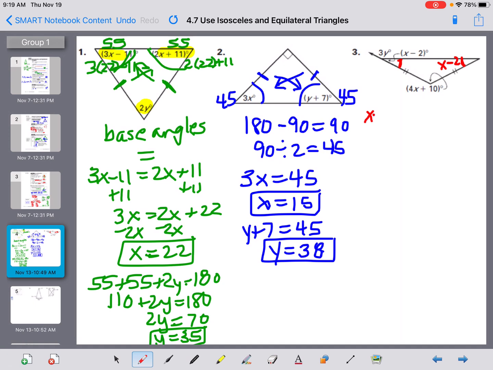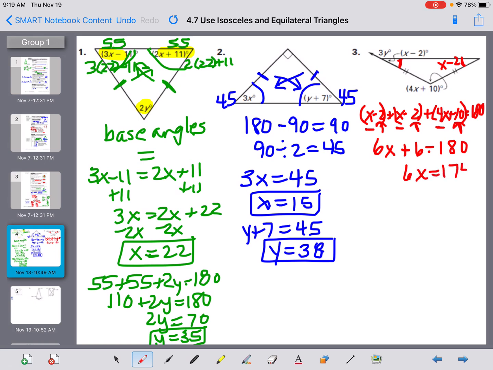So I can do x minus 2 plus x minus 2, right? Those are 2 of my angles, plus 4x plus 10 will equal my 180. Okay, so a different method. 1x, 1x, 4x, that makes 6 x's. Minus 2, minus 2, plus 10, so minus 4 plus 10 plus 6x. Subtract 6, divide by 6.